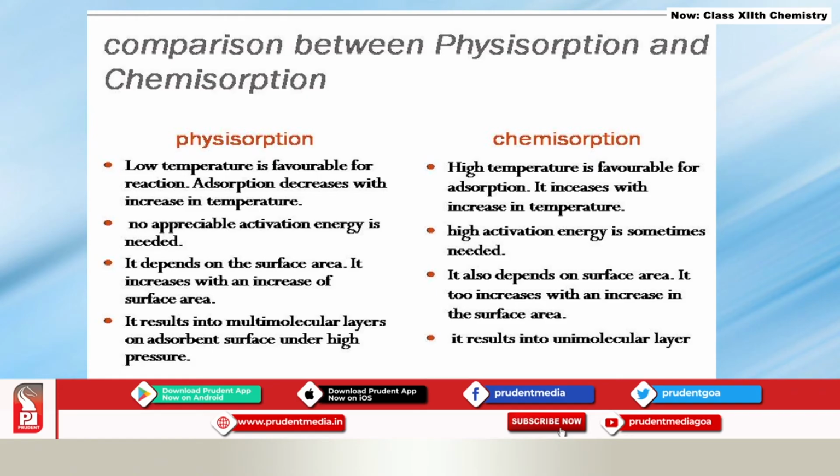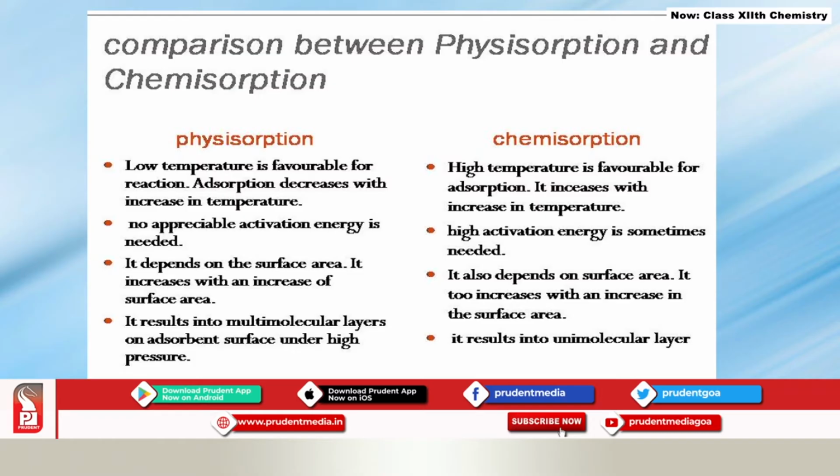Physisorption is favored at lower temperature. At higher temperature, physisorption is likely to get converted into chemisorption, whereas chemisorption is favored at higher temperature. Physisorption does not require any appreciable amount of activation energy, whereas in case of chemisorption, high activation energy is necessary.